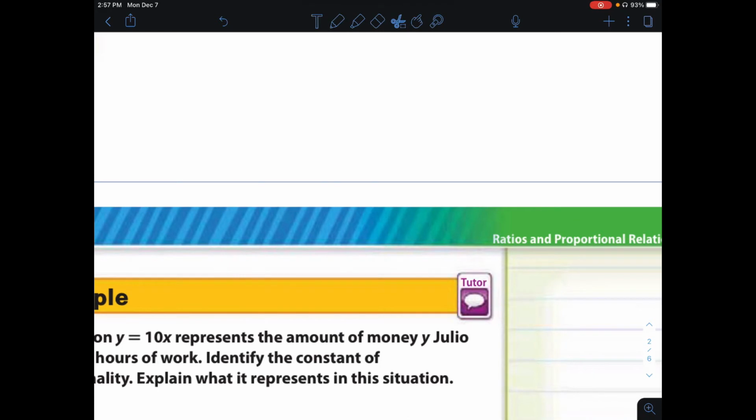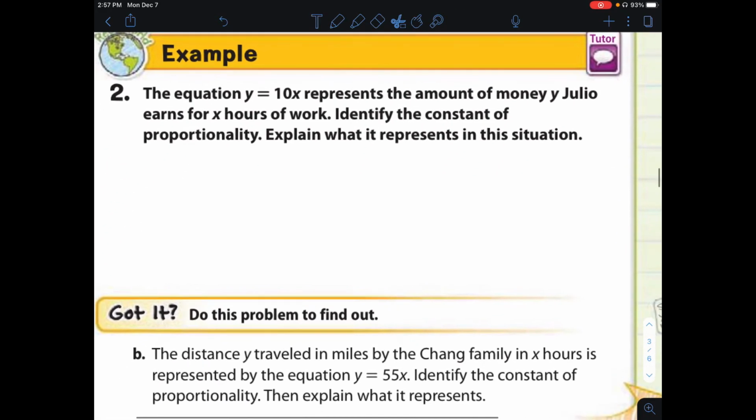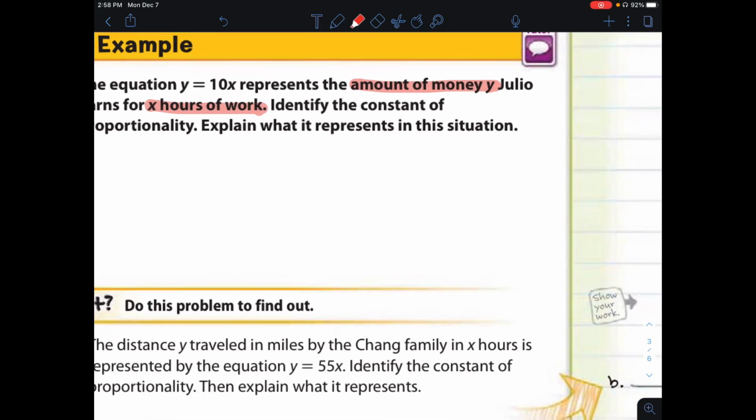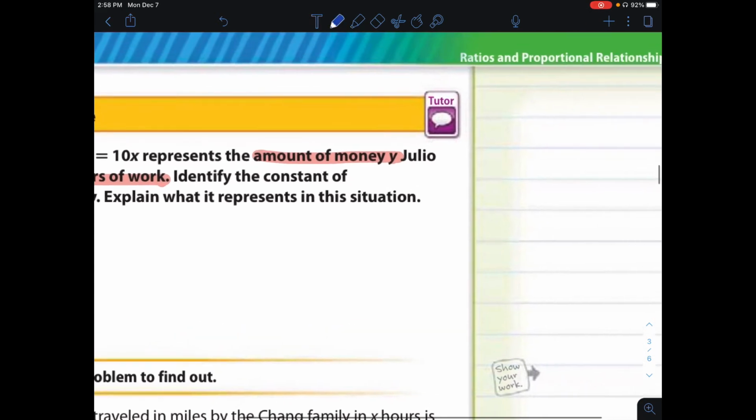Okay, so let's take a look at example number 2. The equation y equals 10x represents the amount of money y Julio earns for x hours of work. Identify the constant of proportionality. Explain what it represents in this situation. So again, when you talk about the money, the amount of money y Julio earns for x hours.